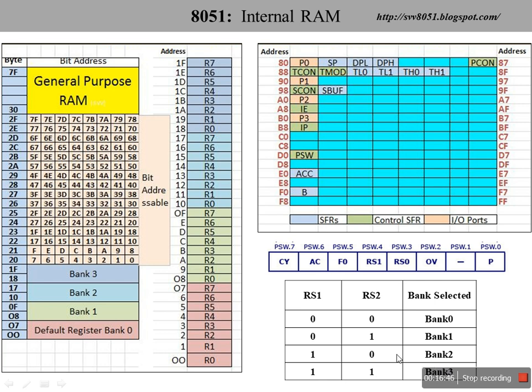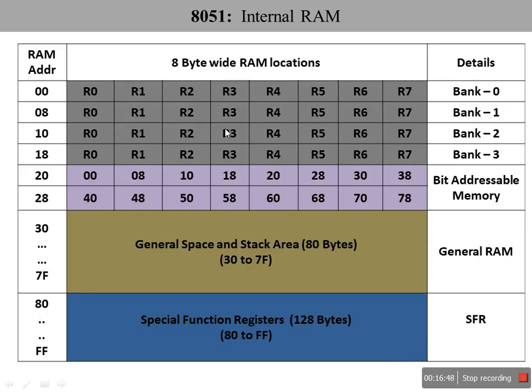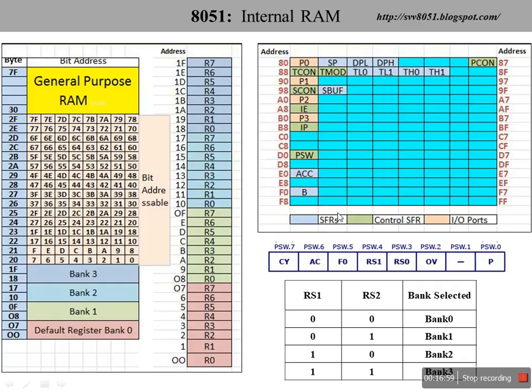So for example, if you want to move into the third register, or R3 register, of bank 2, then I should make a selection. I should update the program status word before executing that instruction. So this is how we make a distinction between different registers.